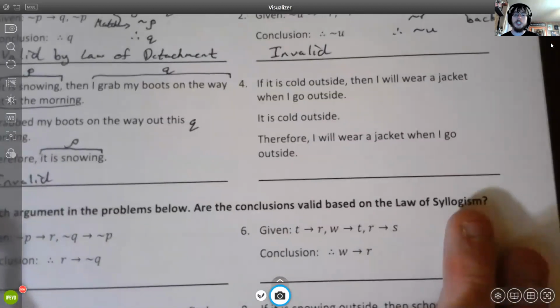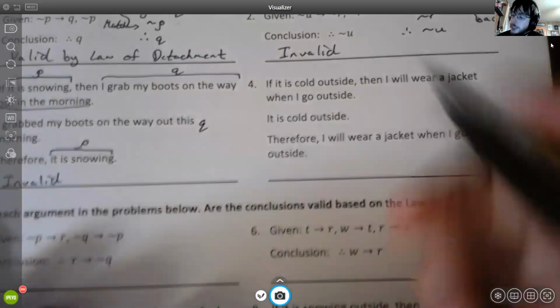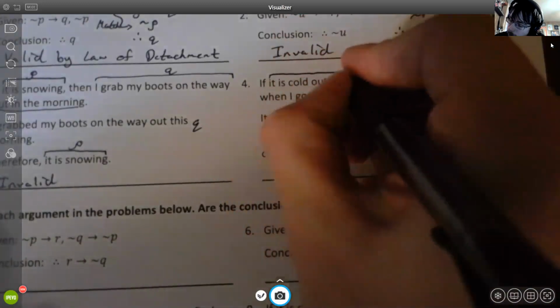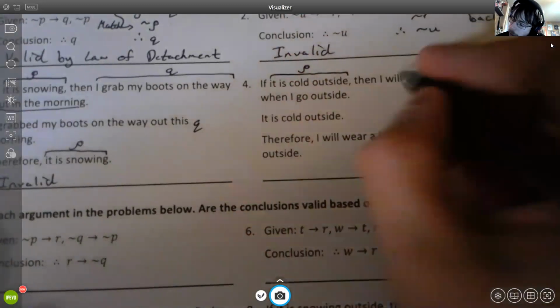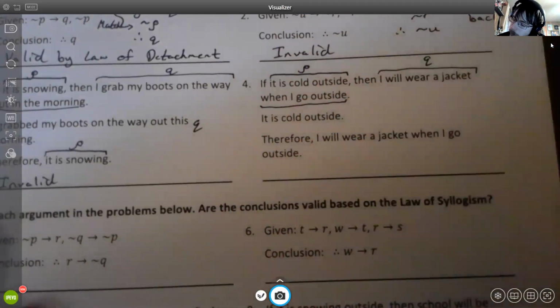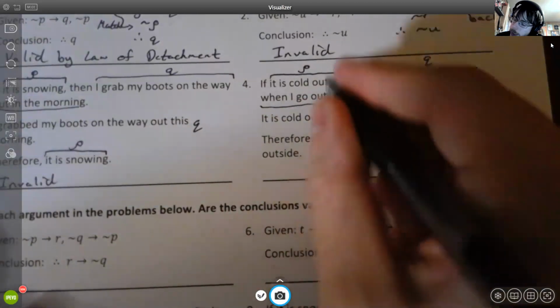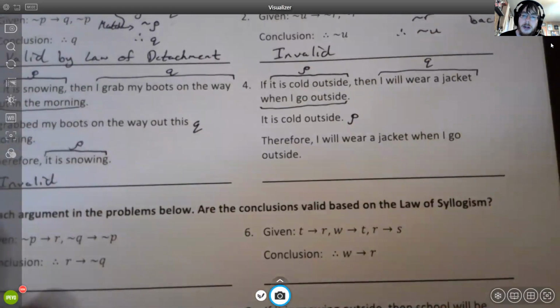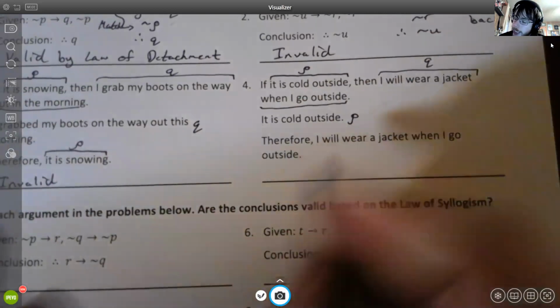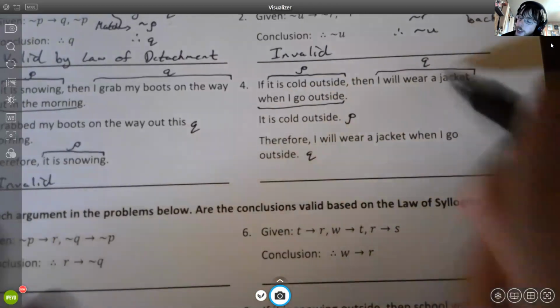Number 4, if it is cold outside, then I will wear a jacket when I go outside. It is cold outside, therefore I will wear a jacket when I go outside. So it is cold outside, that's P. I will wear a jacket when I go outside, that is Q. It is cold outside, well, we're going to say that's P again because it matches up perfectly with P. Therefore, I will wear a jacket when I go outside.